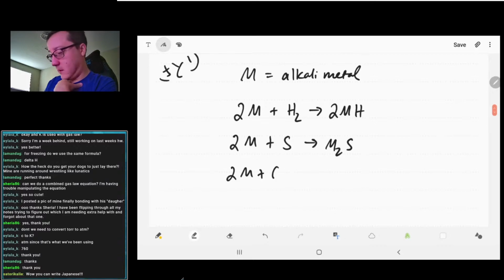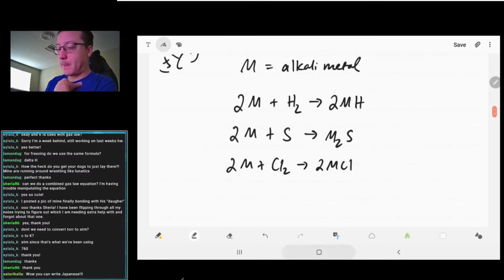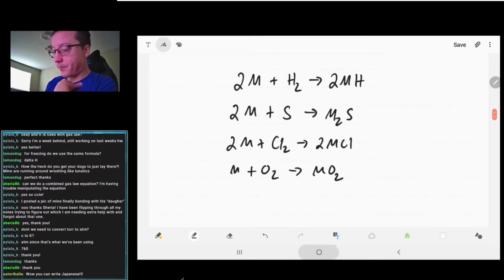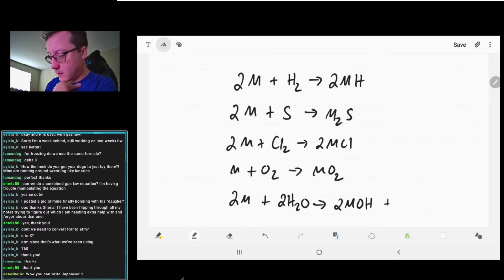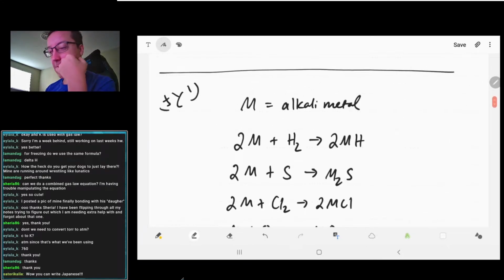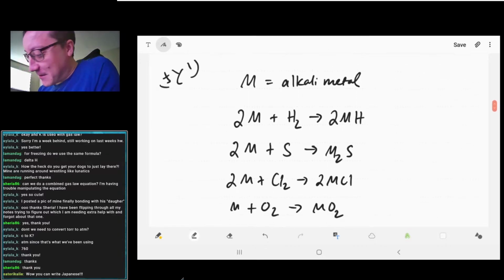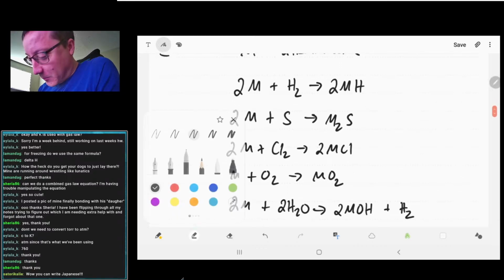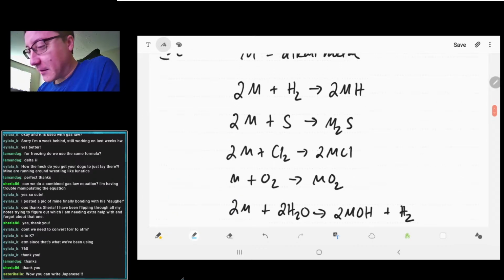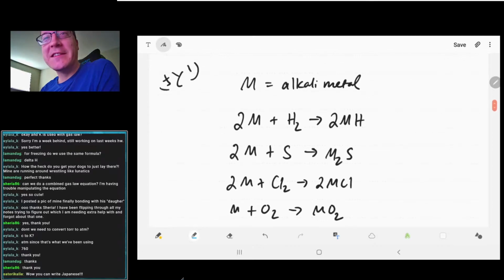2M plus Cl2 turns into 2MCl. M plus O2 turns into MO2. 2M plus 2 water turns into 2 hydroxides plus H2. Okay, so, oh, of course I can. I didn't even realize it. Okay, anyways. That's funny. I didn't even think about it. I just did it. Yikes.